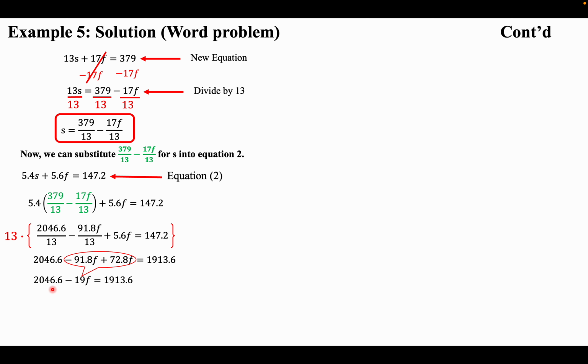Let's move this over to the other side by subtracting. We get negative 19F equals negative 133. Divide both sides by negative 19 to get F equals 7. So the number of forks in this case is 7. Since we know what F is equal to, we can substitute that into this equation right here and solve for S.